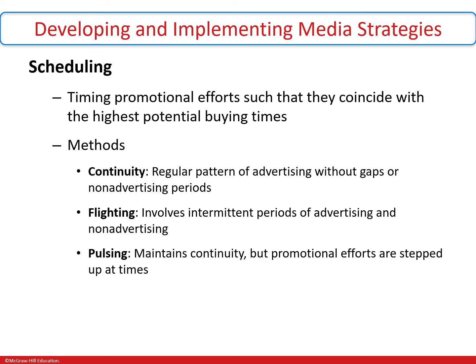So here there are no gaps, no non-advertising period. Then you have the flighting method, which is where there are intermittent periods of advertising and no advertising. So you advertise and then you stop and then you go again. So you have a schedule, but there are periods where there are gaps where nothing is taking place. Then you have the pulsing strategy, which is a combination of continuity and flighting. So continuity is maintained, but there are certain periods where you tick up the advertising.